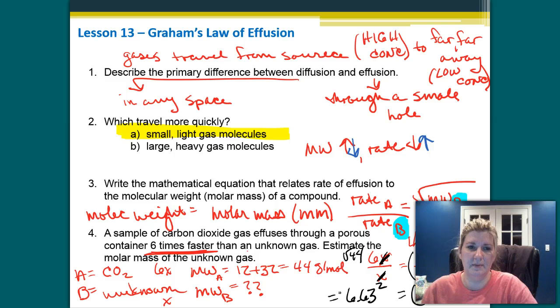Wait a minute. Did I multiply by 6? Let me see here. 44 square root. No, I didn't. I forgot times 6. This should be 39.8.